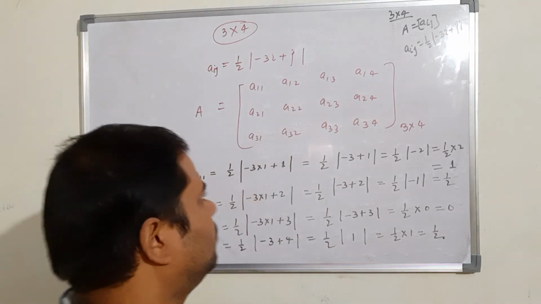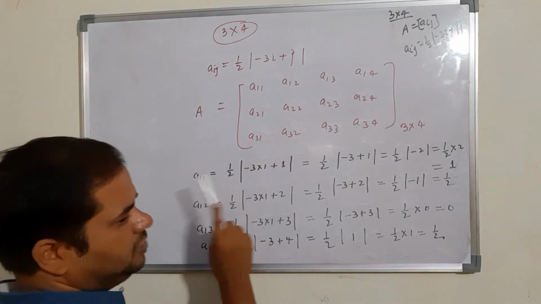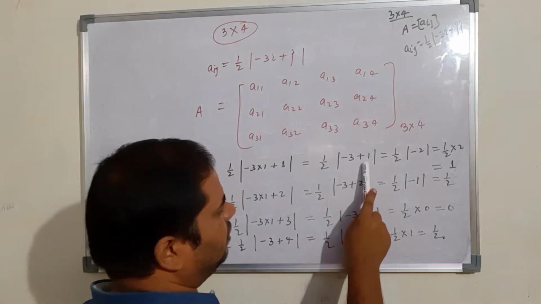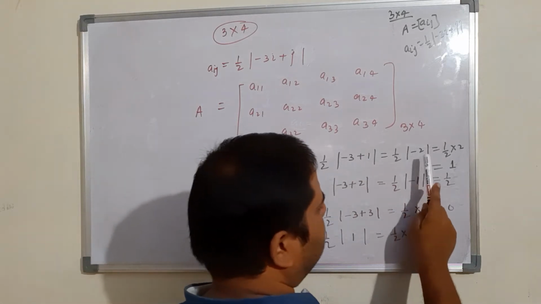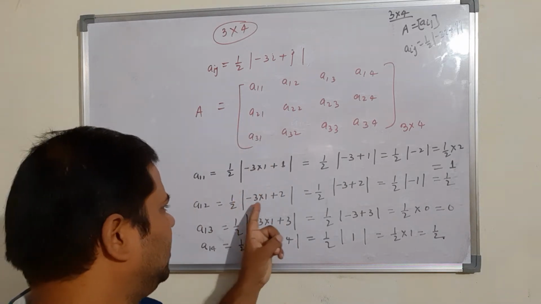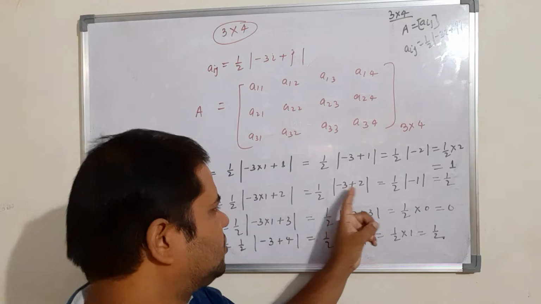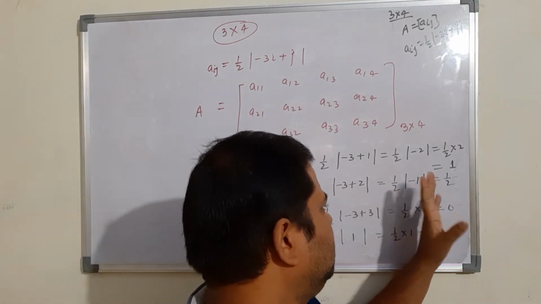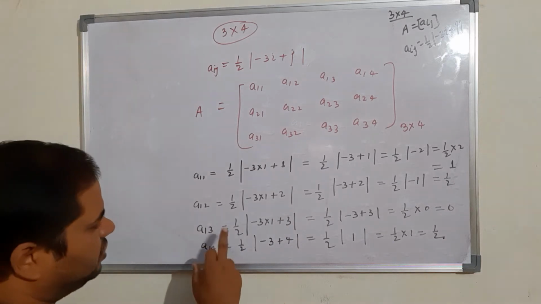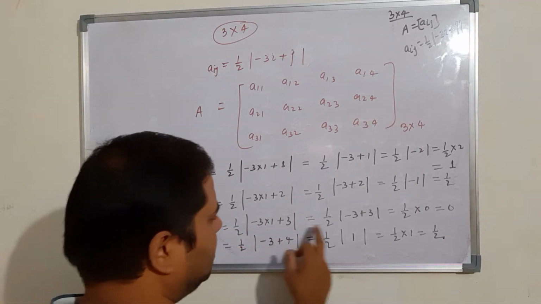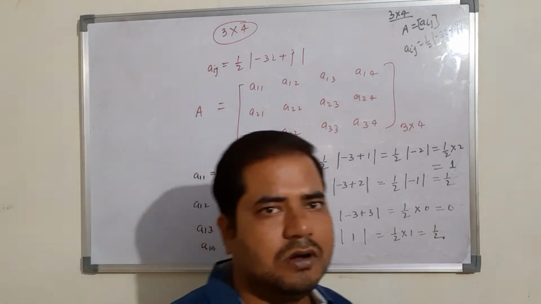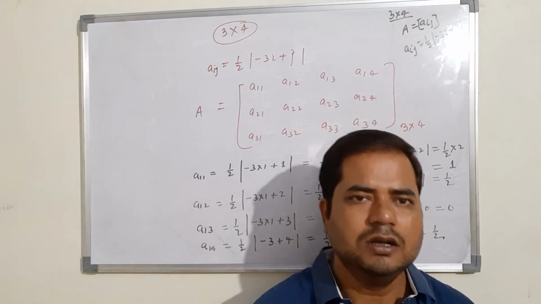So first, a11 is 1 by 2 times the modulus of (3 into 1 plus 1), which is 1 by 2 times the modulus of (minus 3 plus 1), which is 1 by 2 times the modulus of minus 2, and mod of minus 2 is 2. So a12 is 1 by 2 times the modulus of (minus 3 into 1 plus 2), which is 1 by 2 into minus 1, equal to 1 by 2. So a13 is 1 by 2 times the modulus of (minus 3 into 1 plus 3), which is minus 3 plus 3, that is 0. In this manner we find each element of this matrix and get the solution.